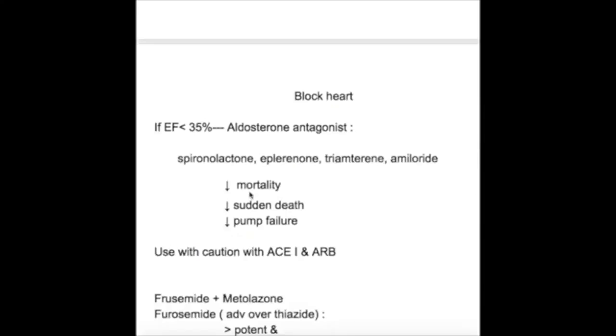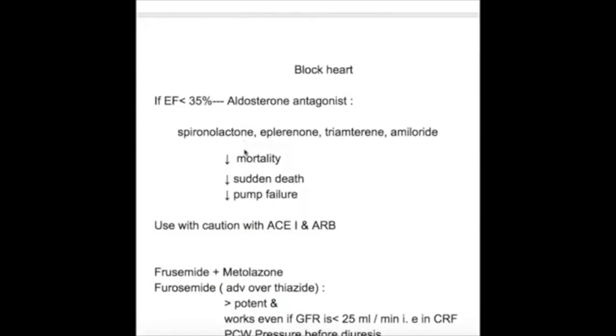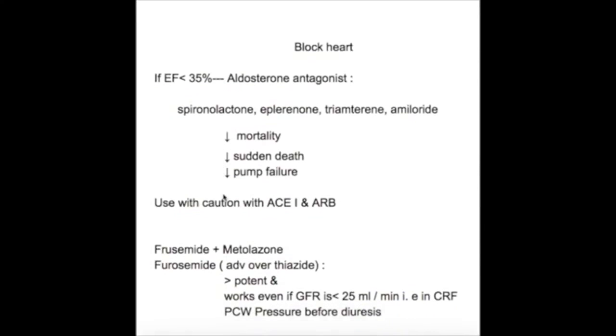What do the aldosterone antagonists do? They decrease the mortality, decrease sudden death, and decrease pump failure. What is the caution to be taken with the use of aldosterone antagonists? They should be used with caution with ACE inhibitors or with angiotensin receptor blockers. Why? Because all of them cause hyperkalemia.